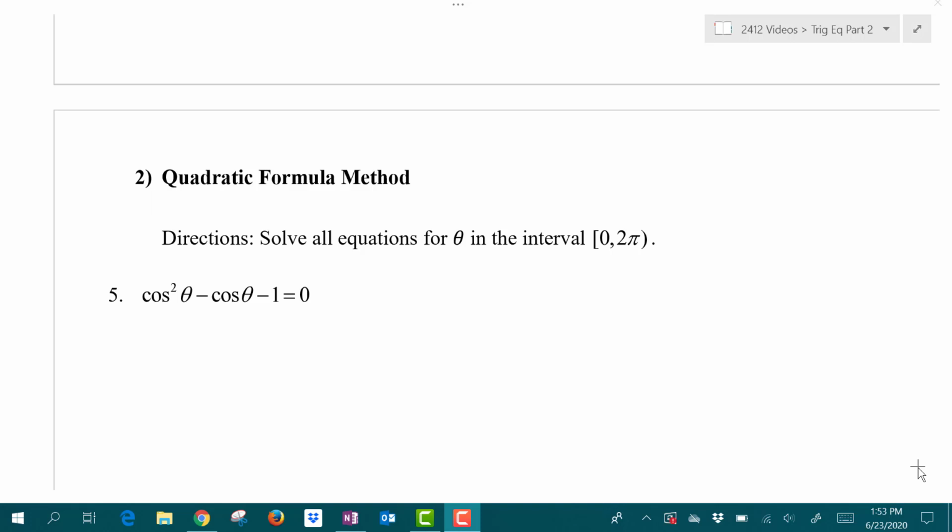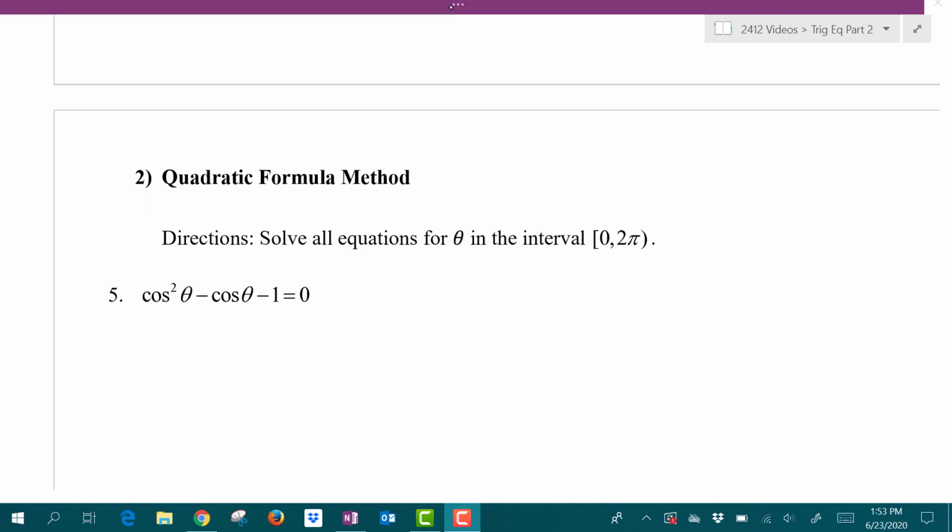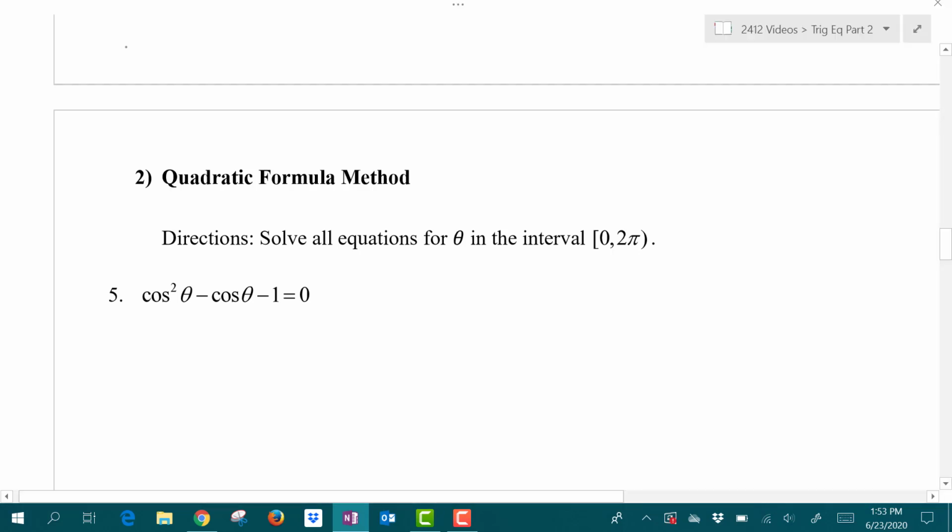Now we're going to look at the quadratic formula method for solving trig equations. First, let's consider how we use the quadratic formula when we talk about algebra. In algebra, we have something like x squared, usually we put an a in front of the x squared, plus bx plus c equals 0.